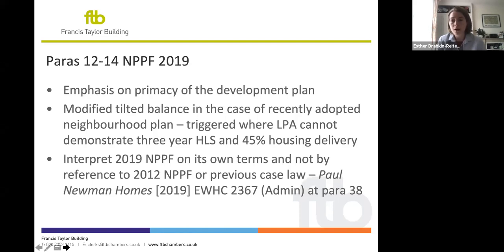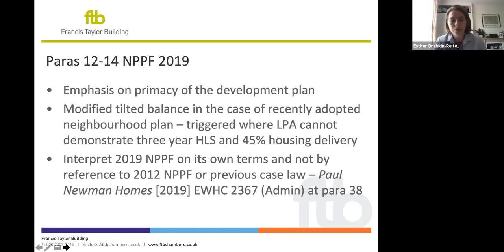Now, the courts are still continuing to refer to case law which was decided under the 2012 NPPF, and there's a large body of case law which will obviously continue to be relevant, but they're likely to dismiss overly legalistic arguments which seek to draw something from the differences between the 2019 NPPF and the 2012 NPPF in order to make a particular argument on the tilted balance.